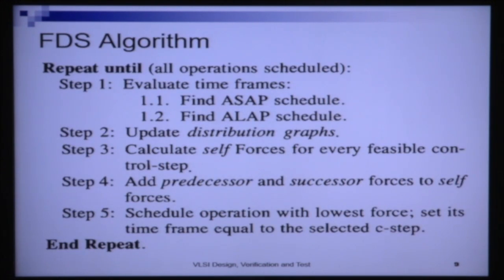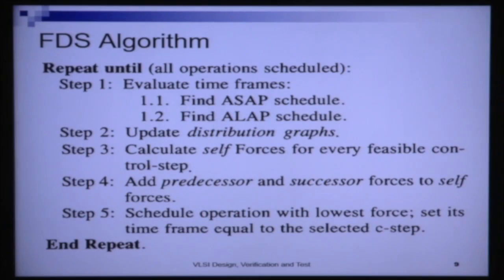So, how does this strategy proceed? We will first look at the overall scheduling strategy, and then see and explain the different components. So, repeat until all operations have been scheduled. As we said, in each step we will have one operation scheduled. The first step is to evaluate time frames. We will look at what time frames are, and to evaluate time frames we will require the ASAP and ALAP schedule of the operations at that time step.